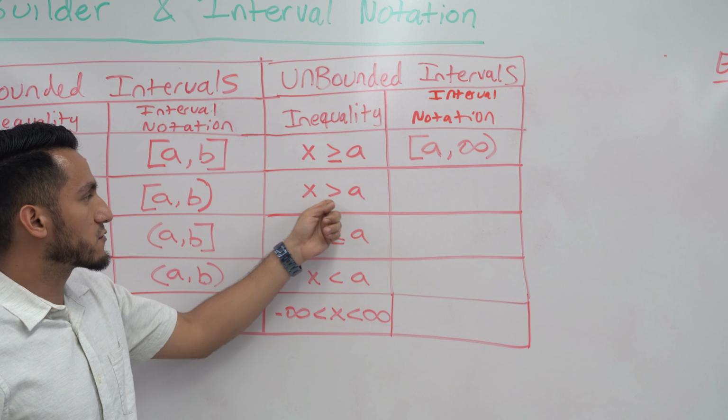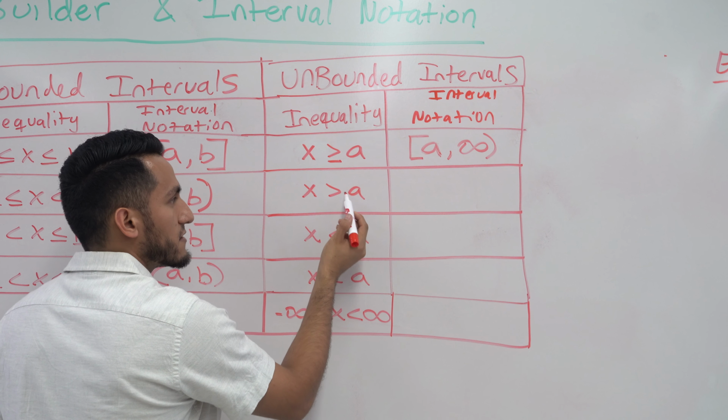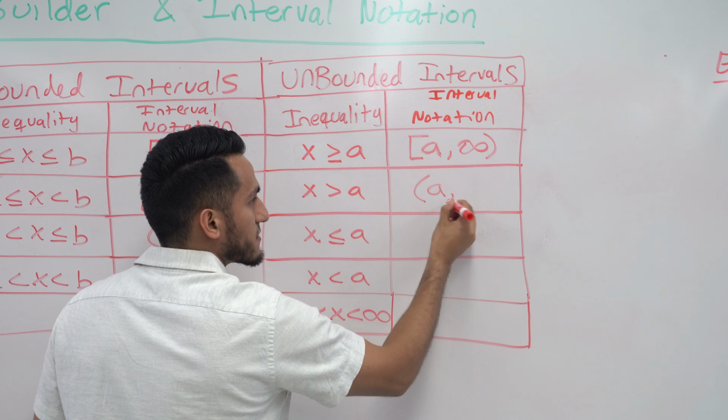Okay, the next one, x is greater than a. This is another unbounded one, so you know you're going to have an infinity. A is the smallest, so again we use a. It doesn't have an equal sign, so we use a parenthesis, and then infinity.